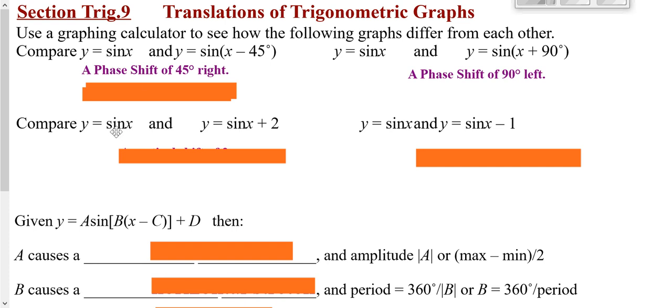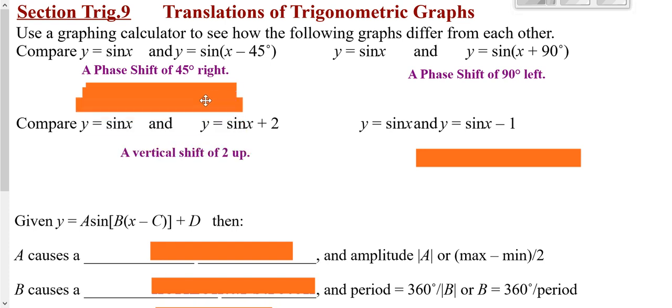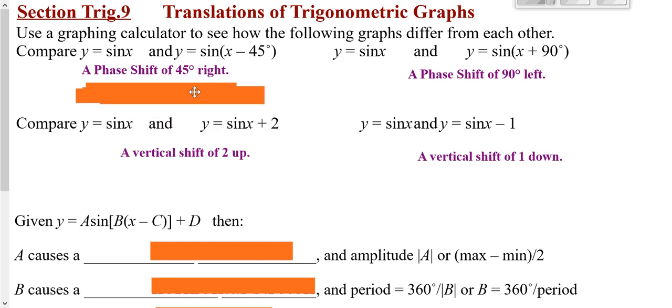So now go back to your y equals, sine of x, close your parenthesis, then a plus 2 after the parenthesis, and then graph that. Then you realize when you graph that, it's a vertical shift of 2 units up. Move the whole graph 2 units up. Do the same thing over here, y equals sine of x, close your parenthesis with a minus 1 after the parenthesis. You'll realize it's a vertical shift of 1 unit down.